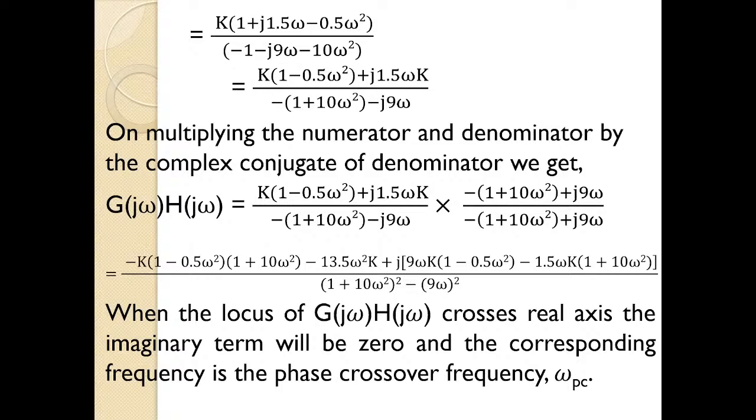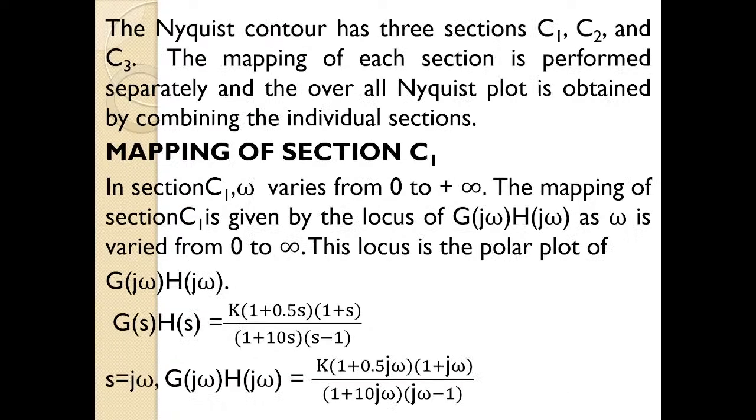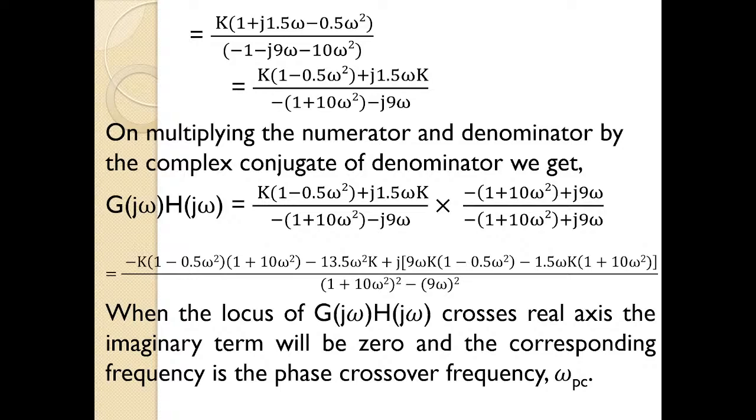Okay then, now what I have done, if you carefully observe, what did I do in the next slide? I have multiplied 1 plus 0.5 j omega into 1 plus j omega, and 1 plus 10 j omega into j omega minus 1. That's what I have done. I have simply multiplied the numerator terms and denominator terms. So this is what you will get after multiplication.